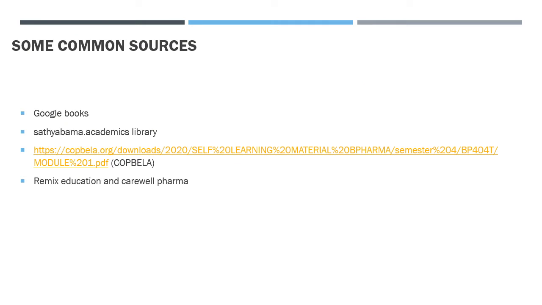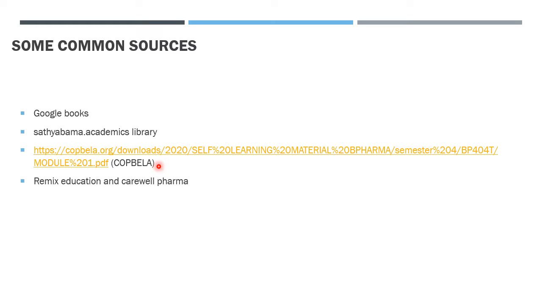So the number one common source is Google Books. You can find a number of books on the Google site. You just have to type Google Books and there will be a number of books that will give you access for readability. The next is the Satyabhama Academics library. You just have to type this name and yes, a number of books of the medical field will appear.